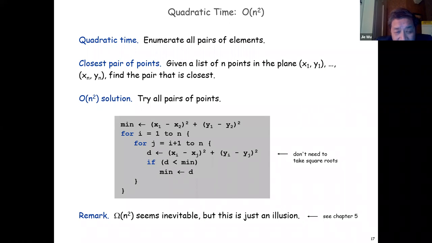Now let's look at some quadratic solutions. Again, it's a very simple one. Suppose I give you lots of points. Given a list of n points in the plane, it's two dimensional, X and Y. In reality, suppose you live in New York, Manhattan, where you have streets and avenues.